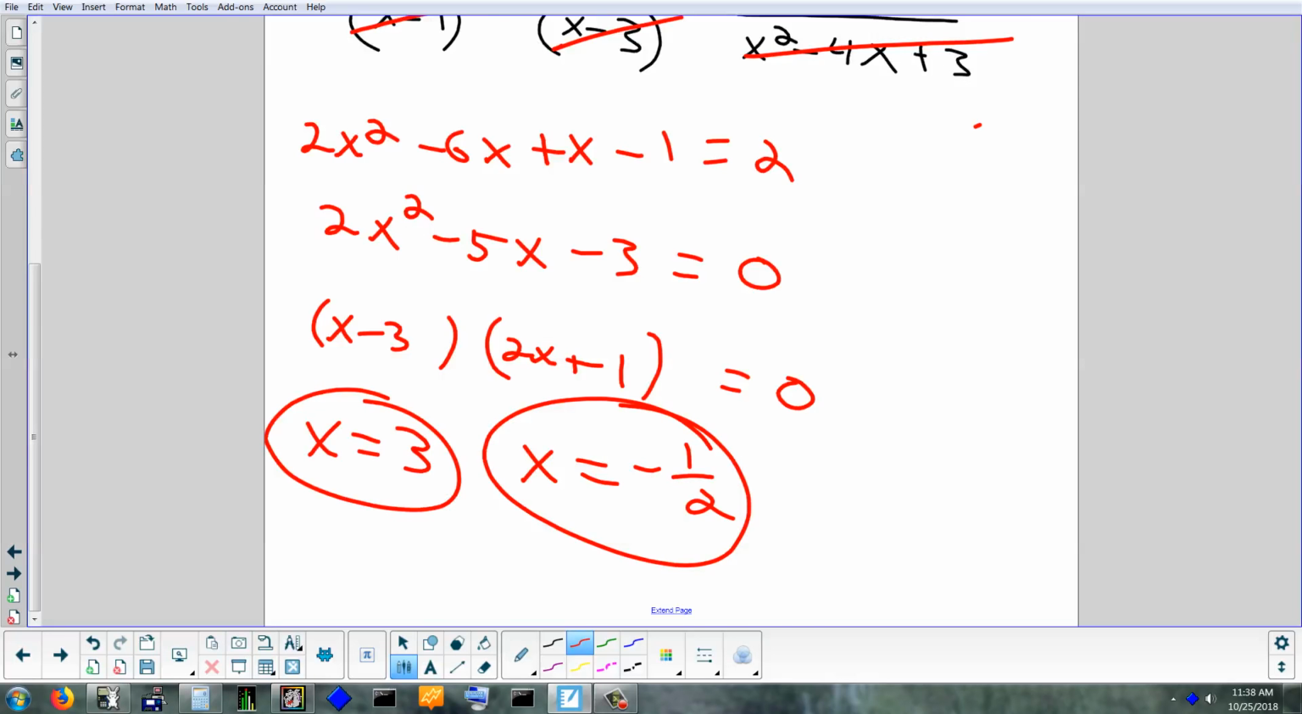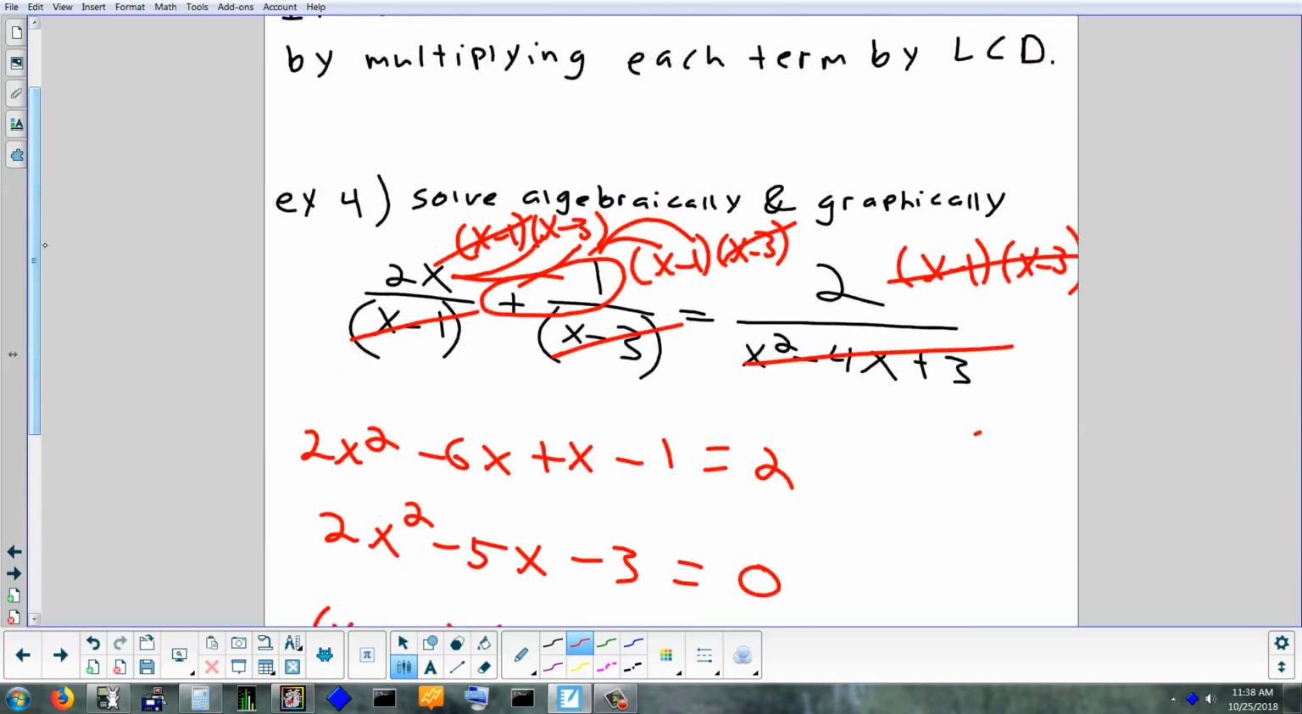Let's start with 3. I did the original problem in black so you can see what it was. What happens if you plug 3 in for x in the original problem? It doesn't work because you don't get 2. Why not? What do I get? Because 3 times 2 is 6, so in this part I would get 6 over 2. So that's 3 plus, what about the next part?